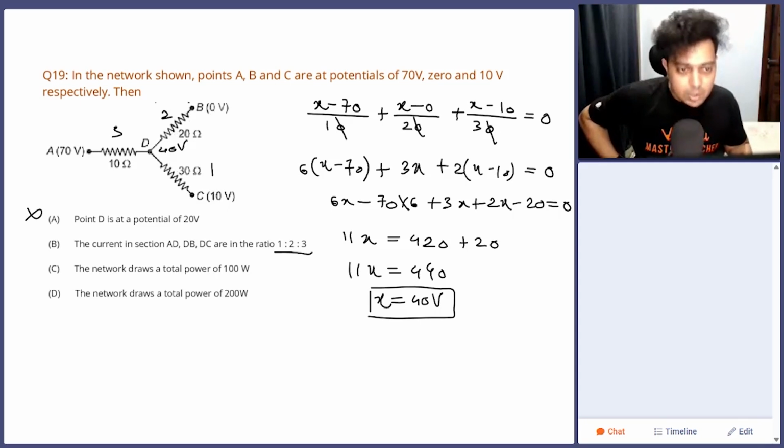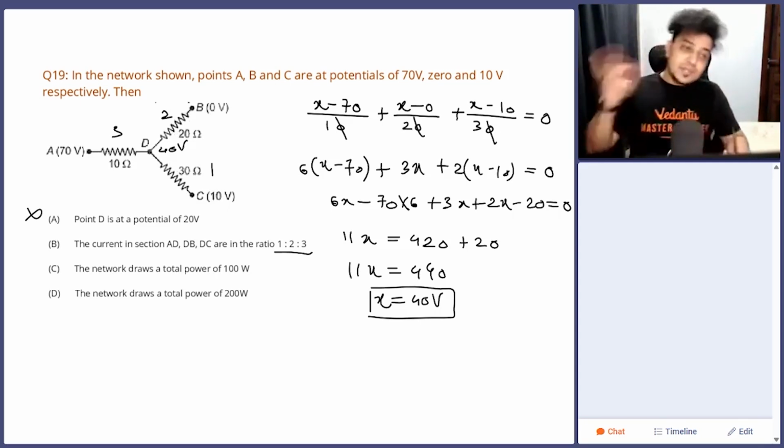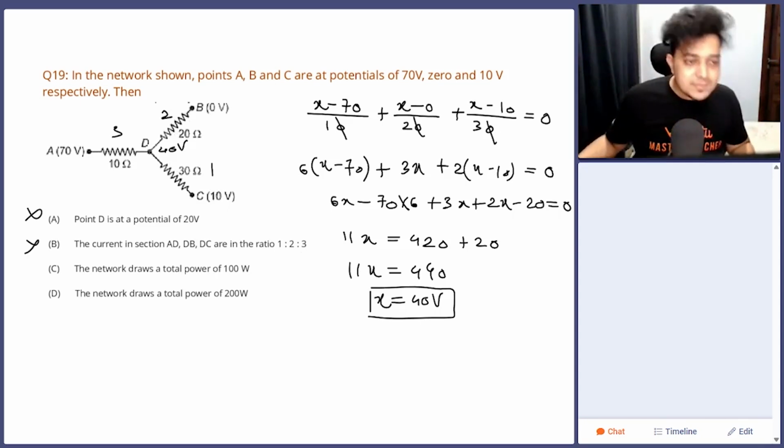But here the order is wrong. You can see it is 1 is to 2 is to 3. If it was 3 is to 2 is to 1, then it would be correct. So that's why B is also wrong.